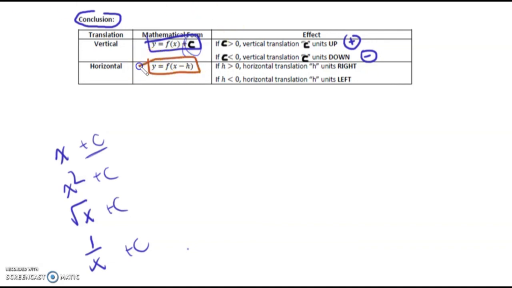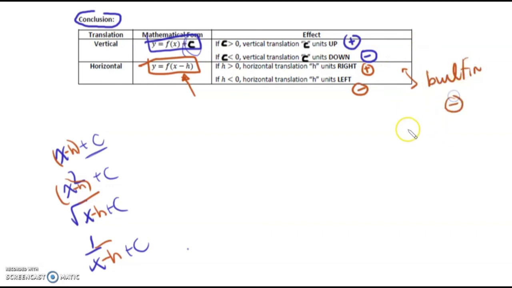Okay, now if the number is inside of the bracket with the x, then what happens is this is like minus h, and it's minus h in this bracket here, minus h all under the root, or minus h in that denominator. What happens is if h is positive, we move h units right, and if h is negative, we move to the left. Okay, just remember that built-in negative sign. Okay, so whatever sign it is, it looks the opposite.